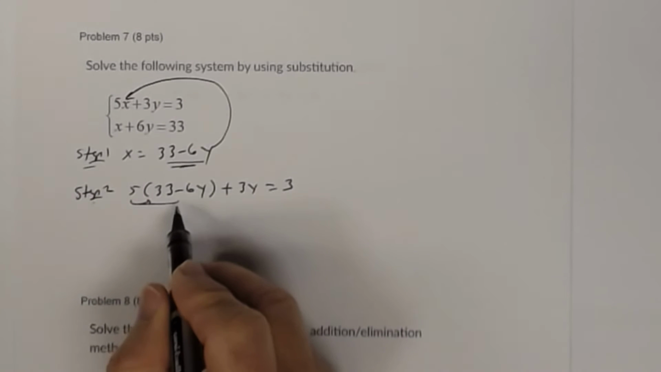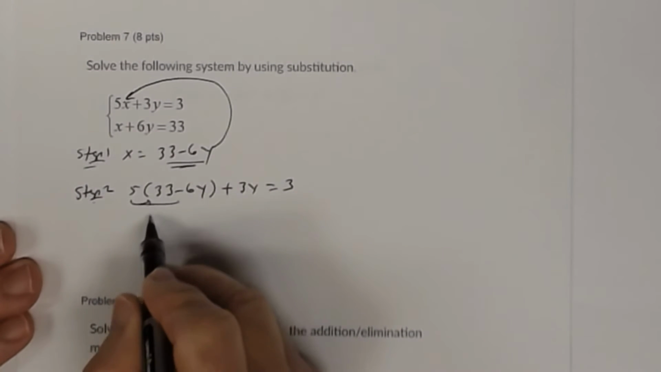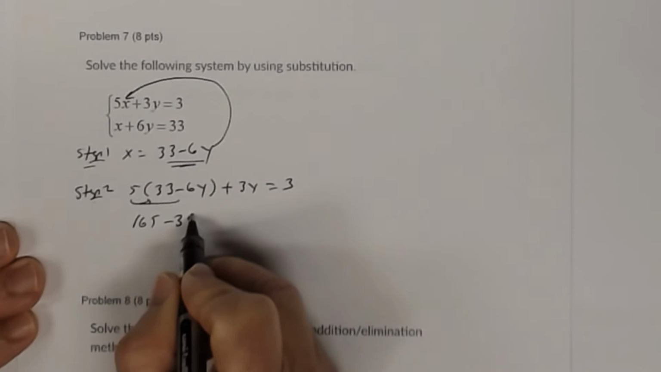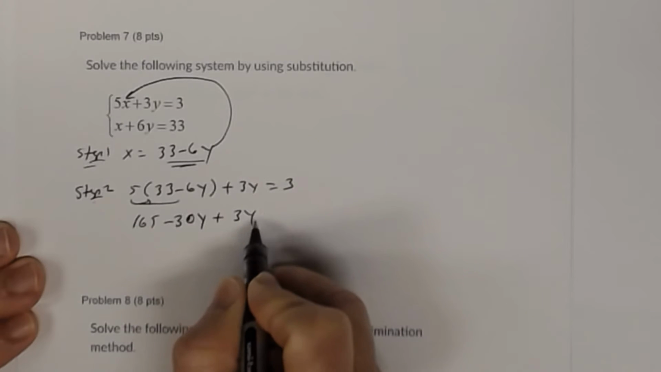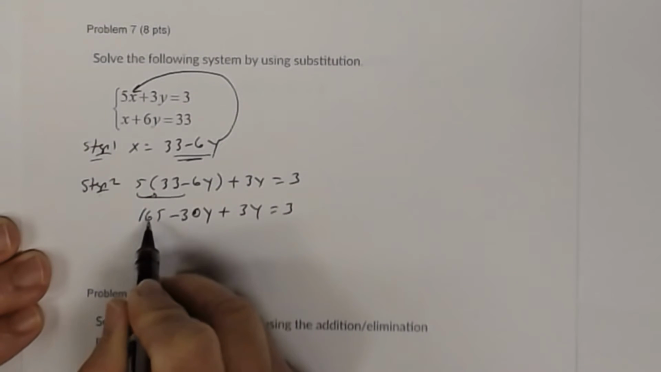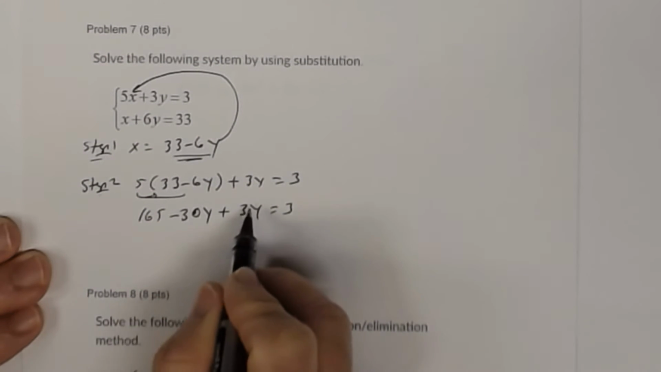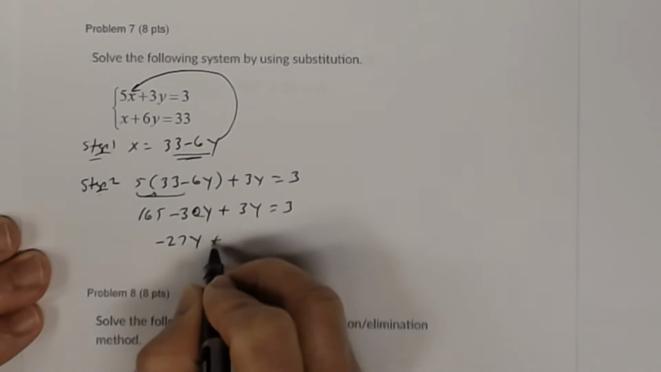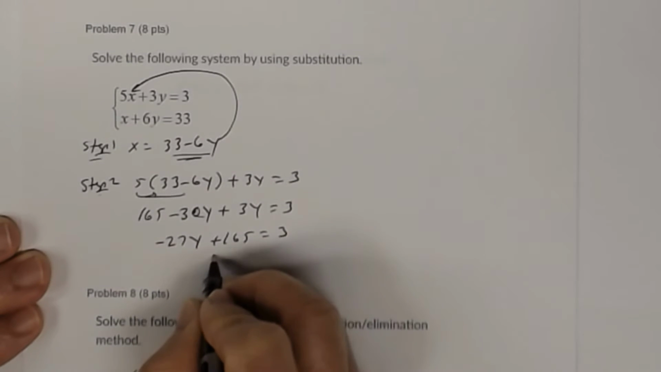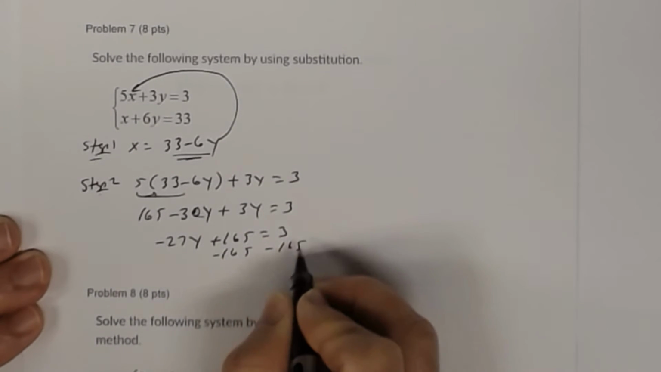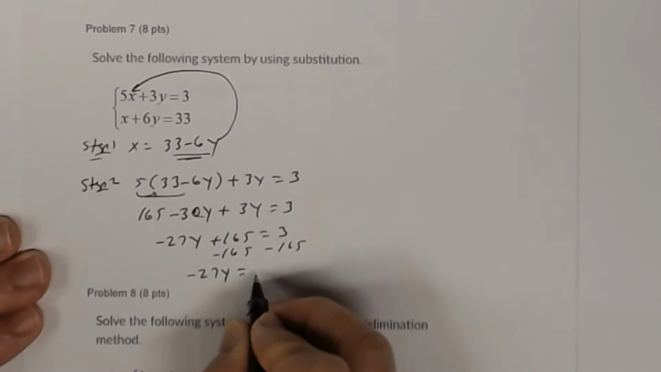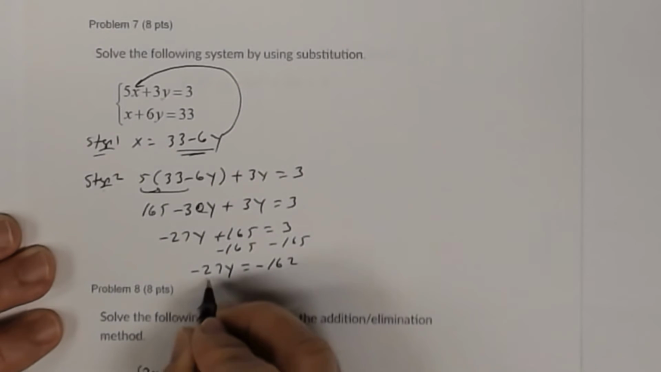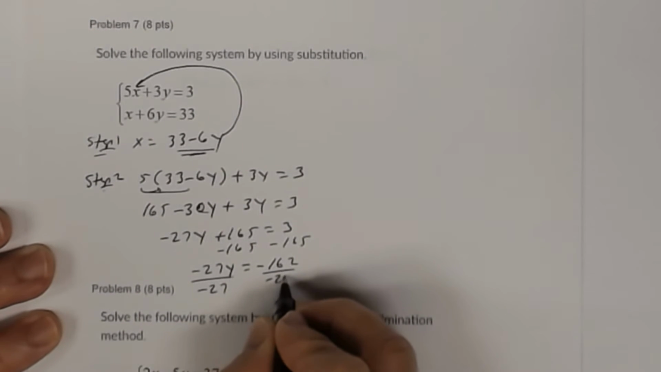So we're going to distribute. So 5 times 33 is 165. 5 times a negative 6y is a negative 30y, plus 3y equals 3. Combine like terms. A negative 30y and a positive 3y is a negative 27y. So negative 27y plus 165 equals 3. Subtracting 165 from both sides, I get negative 27y equals negative 3 minus 165, which is negative 162. Divide both sides by negative 27.